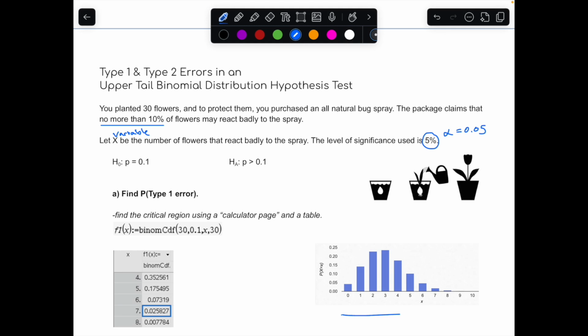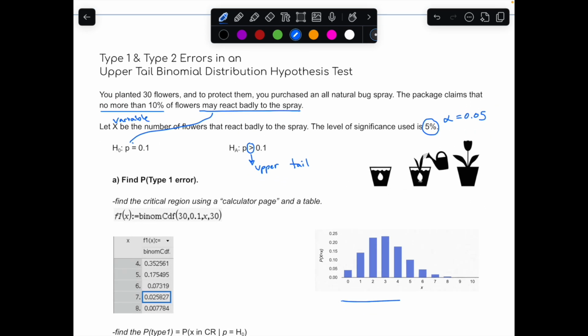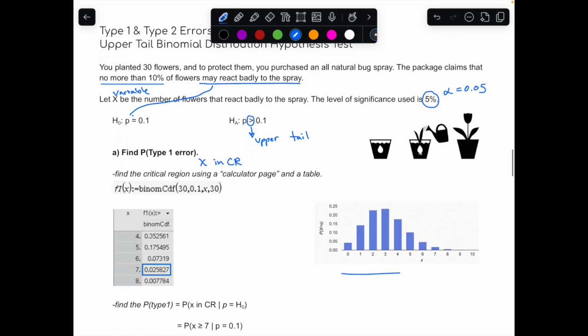The null hypothesis is that the proportion of success, in this case defined as flowers reacting badly, is going to be 10%. And the alternate hypothesis is what we're concerned about, more than 10% reacting badly. And so this is going to be an upper tail test, which we need to think about when we are setting up our bounds. The probability of a type 1 error means we need to find the probability that your sample fell in the critical region. So we need to find the critical region first.